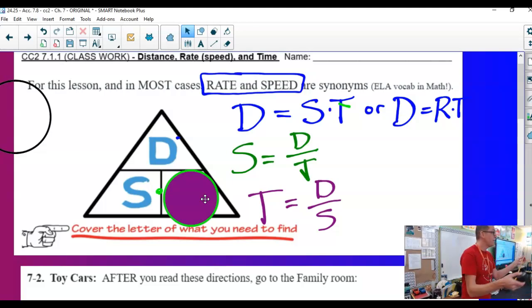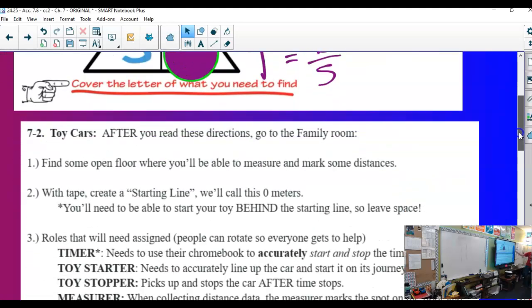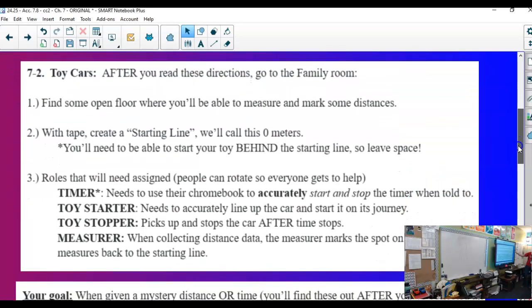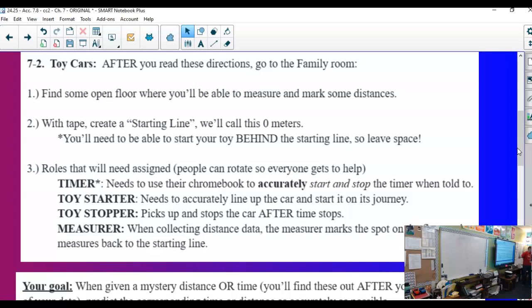And you will need a measuring tape. As you look through your paper, I think I've made relatively clear directions. You don't necessarily need tape, but I will take tape out there if you want to tape down a starting line on the floor. If you're on carpet, it might be a little hard to deal with the tape. But whatever tape you take down, we have to peel up at the end, right? We can't just leave a mess out there because they come and clean the floors. So you'll need to be able to start your toy behind your starting line.